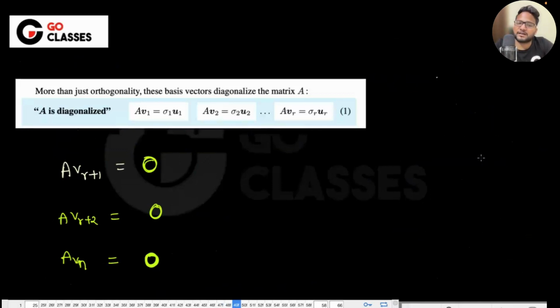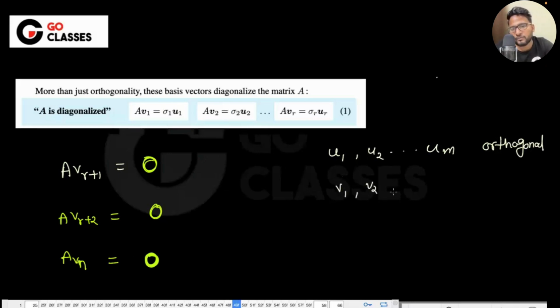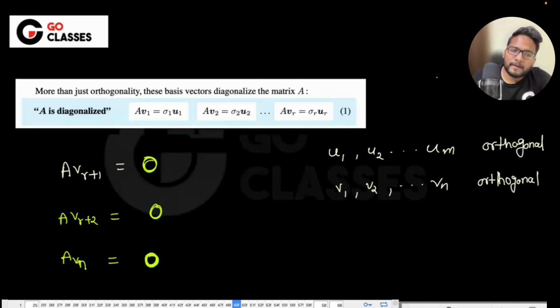We can infer many things here. Tell me, from day one of the SVD, don't you know that U1, U2, Um, let's suppose these are orthogonal, right? From the day one, you know, right? Similarly, from the day one, you know that V1, V2, Vn, let's suppose these are orthogonal. Okay.